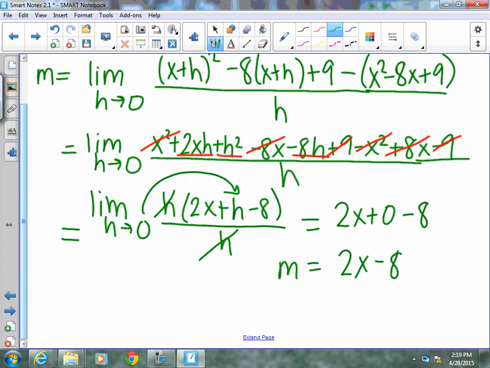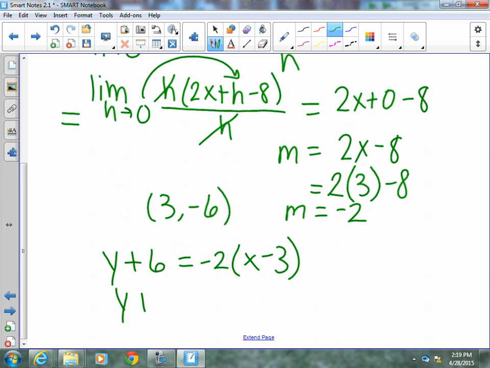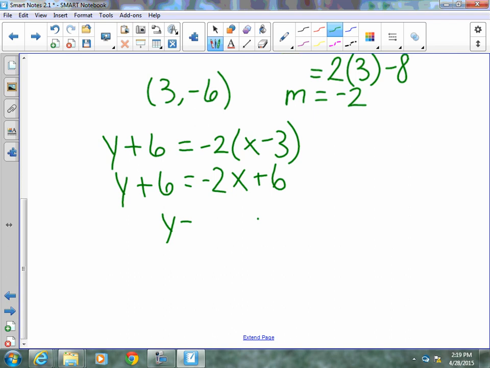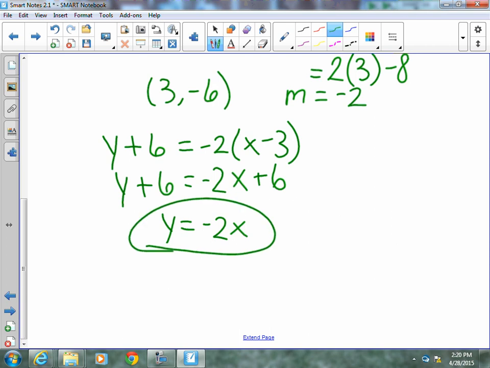So I need to find my slope at 3, which means I'm going to plug in 3 and get my slope to be negative 2. So my slope at 3 is negative 2. My point is (3, negative 6). So y minus negative 6 equals negative 2 times x minus 3. We get y plus 6 equals negative 2x plus 6. So y equals negative 2x when we subtract 6 from both sides. So our equation of our tangent line is y equals negative 2x.